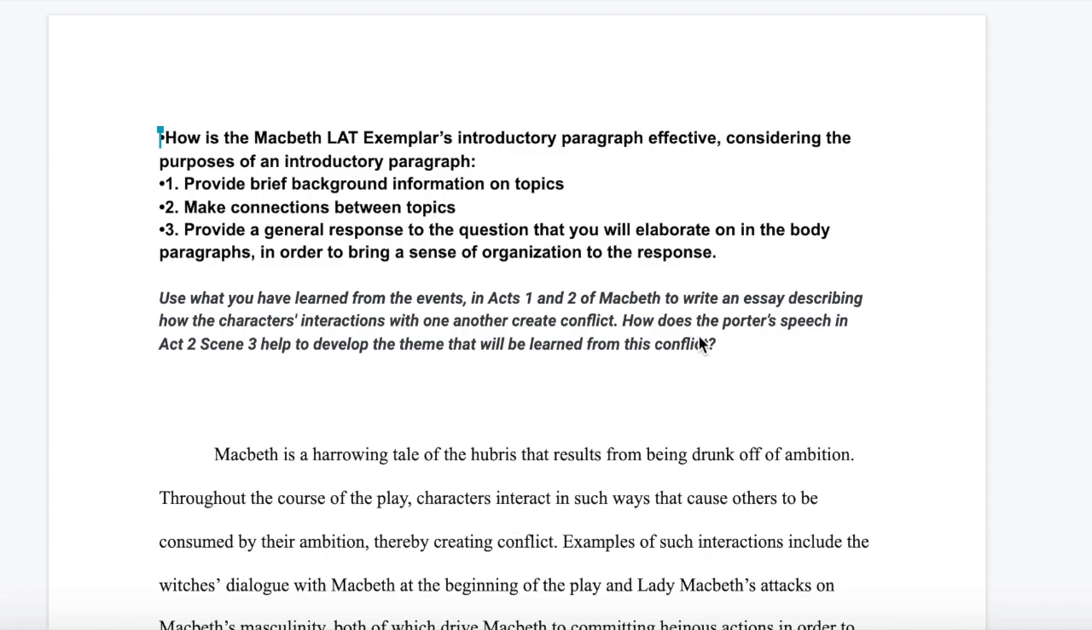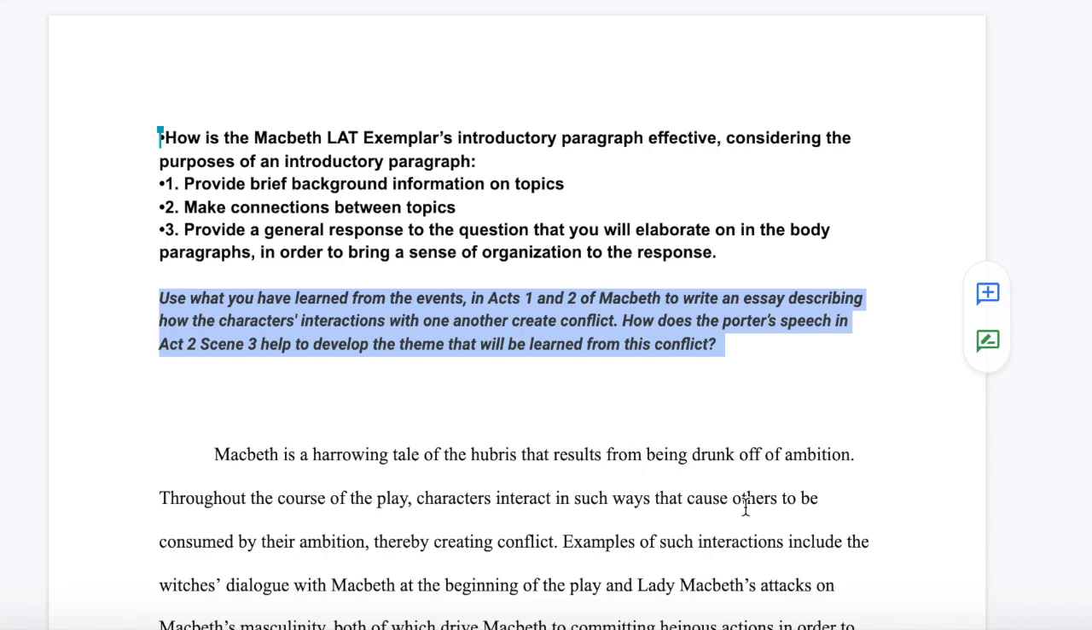So let's look at the prompt again. The prompt is saying use what you have learned from reading Acts 1 and 2 of Macbeth to write an essay describing how characters' interactions create conflict. And then it goes on to ask how does the Porter's speech help to develop the theme that will be learned from this conflict. So essentially, it's saying what theme is developed and how might the Porter's speech really make this theme apparent or obvious? How does it help to develop that theme along with the conflict that's created through the characters' interactions?